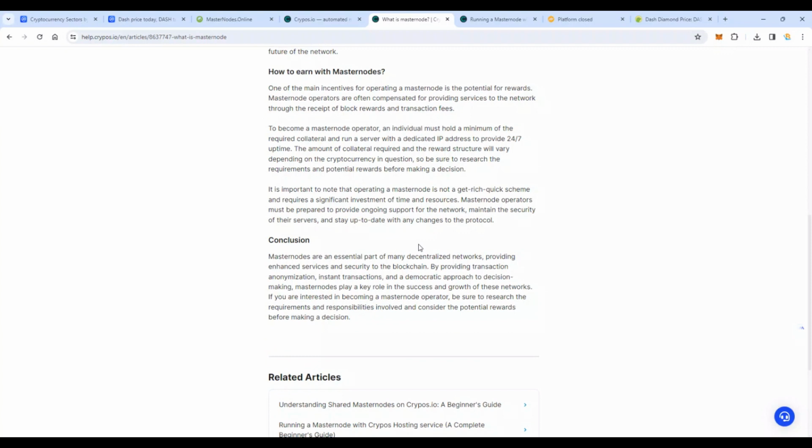Now, in conclusion, masternodes are an essential part of many decentralized networks, providing enhanced services and security to the blockchain. And by providing transaction anonymization, instant transactions, and a democratic approach to decision making, masternodes do play a very key role in the success and growth of these networks. If you are interested in becoming a masternode operator, be sure to research the requirements and responsibilities involved and consider the potential rewards and risks before making a decision.